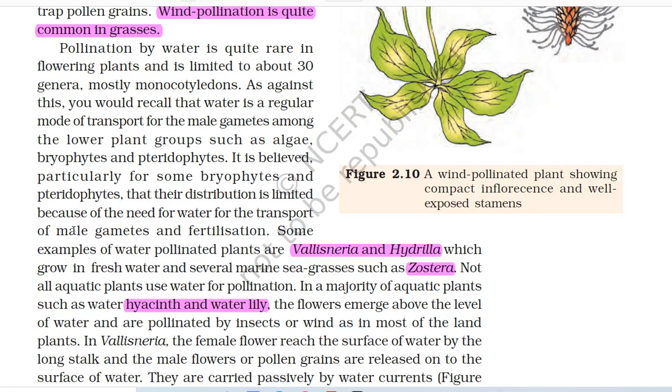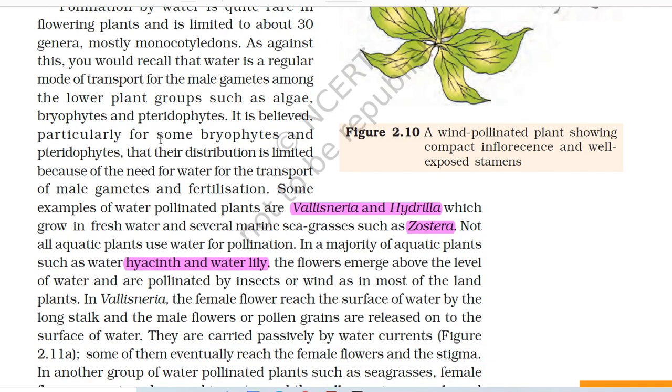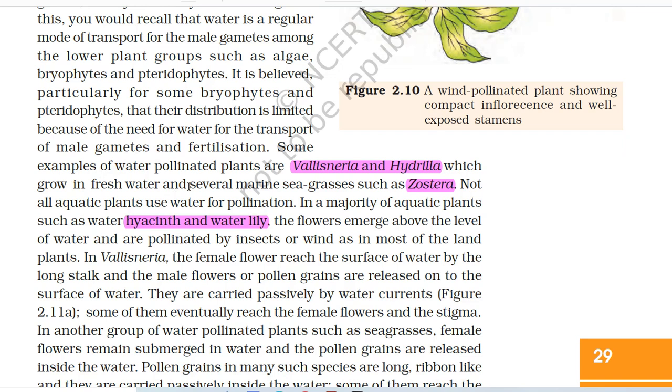Pollination by water is quite rare in flowering plants and is limited to about 30 genera, mostly monocotyledons. As against this, you would recall that water is a regular mode of transport for the male gametes among the lower plant groups such as algae, bryophytes, and pteridophytes. It is believed, particularly for some bryophytes and pteridophytes, that the distribution is limited because of the need for water for the transport of male gametes and fertilization.